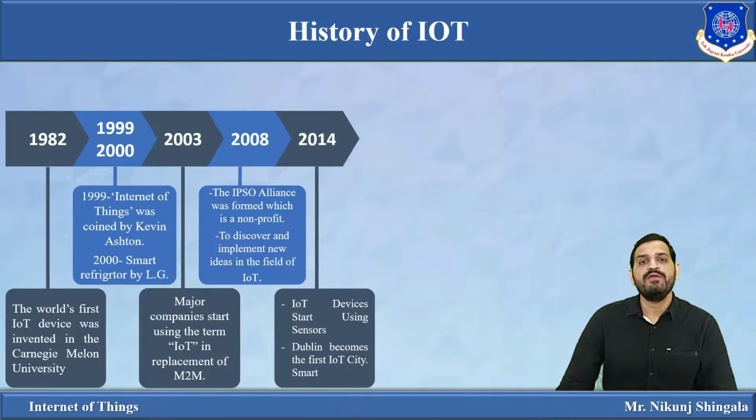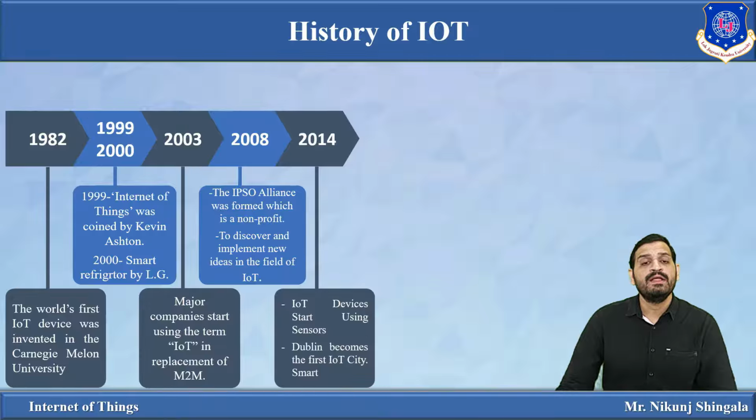In 2014, IoT devices started using different kinds of sensors. What is a sensor? A sensor is a transducer which converts a physical quantity into an electrical quantity, like a pressure sensor or a temperature sensor, which senses the temperature and converts it into an electrical signal. So major IoT devices started using different sensors. Nowadays, a number of sensors are available in the market.